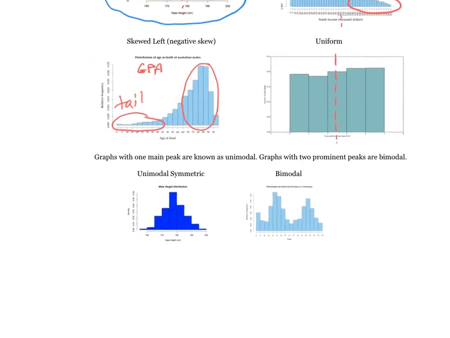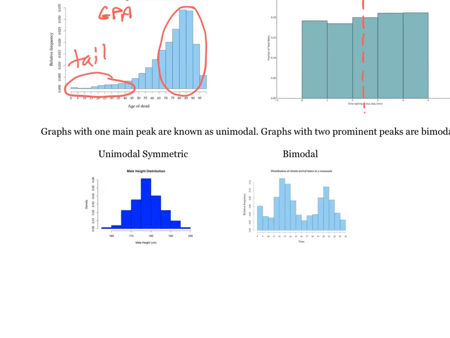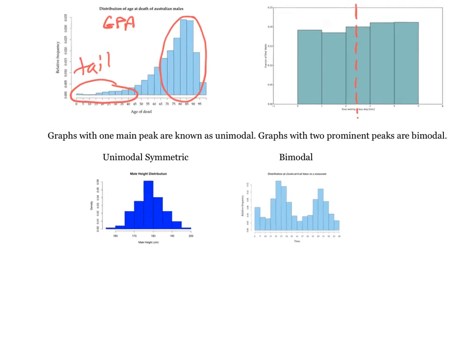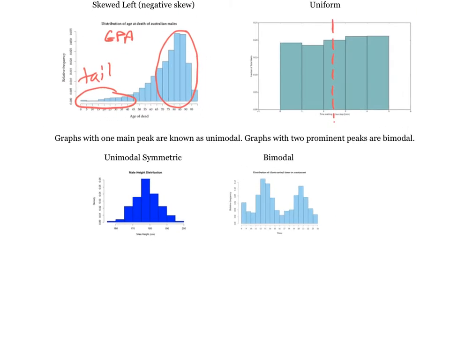Another way we categorize graphs are by the number of peaks there are in the graph, okay? And you can see in this symmetric graph that there's really only one peak, or one highest point, okay? When that's the case, we call it unimodal. Think unicycle has one wheel, unimodal has one mode, okay, or one peak.